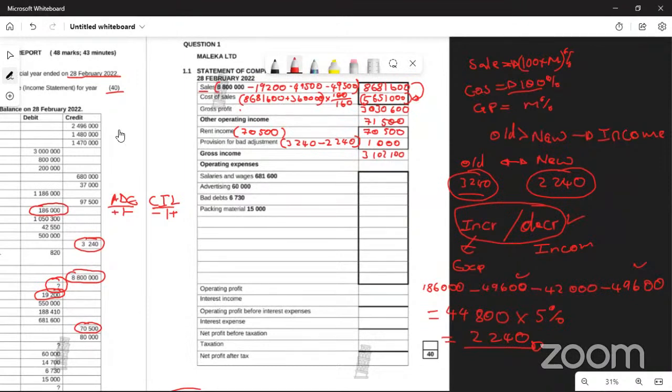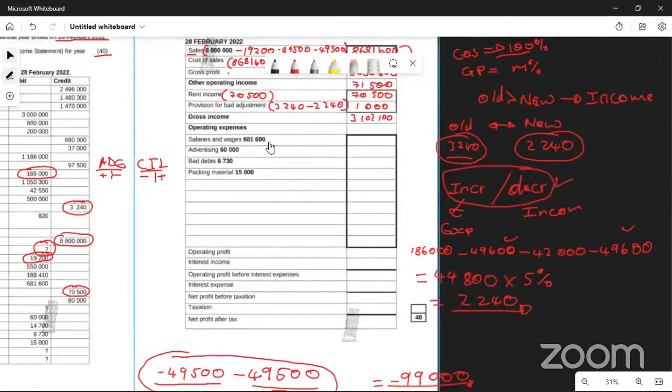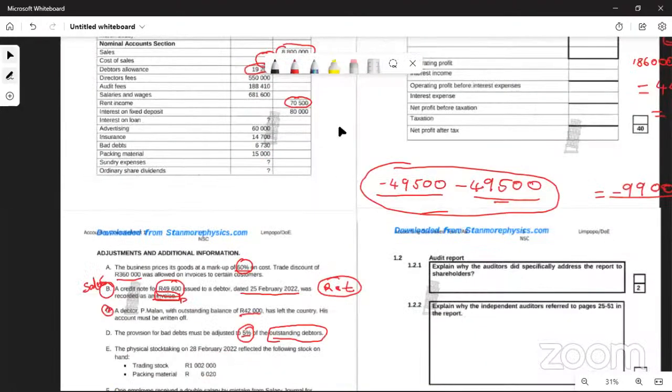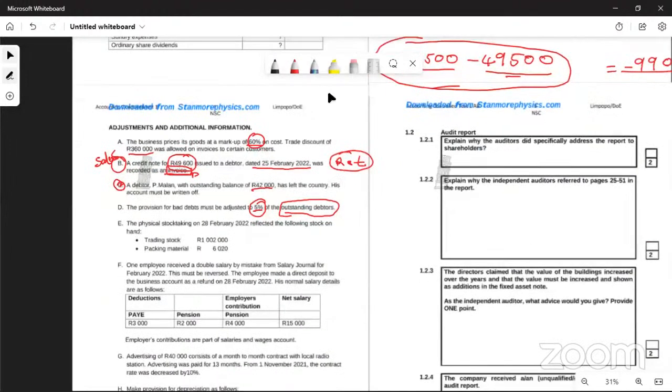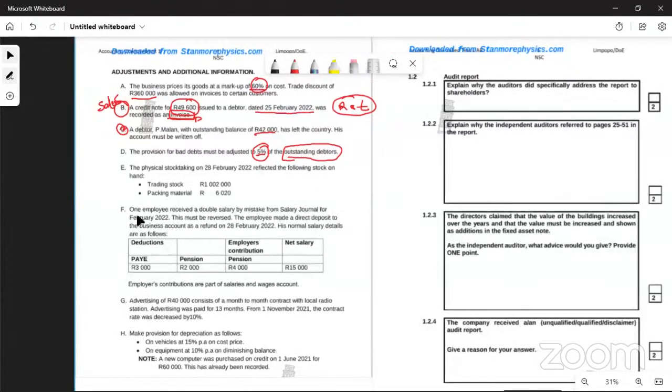Okay, then we are done with our income. Let's go and check expenses. The expense we have is salaries and wages. They have given us the figure from the pre-adjustment already. So we have to go to the adjustments and check anything that has something to do with wages. We are given here information F.